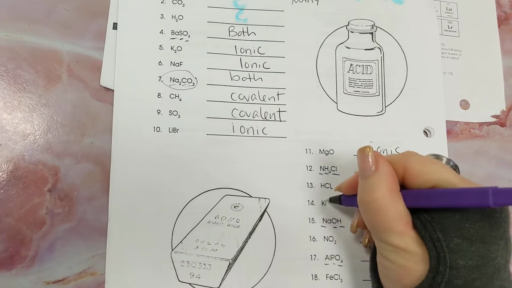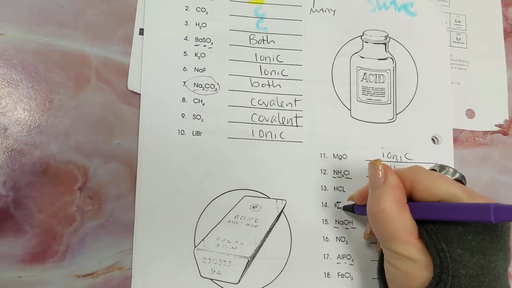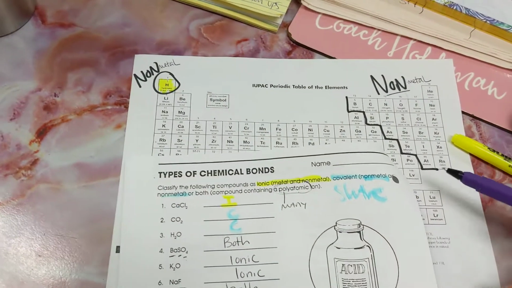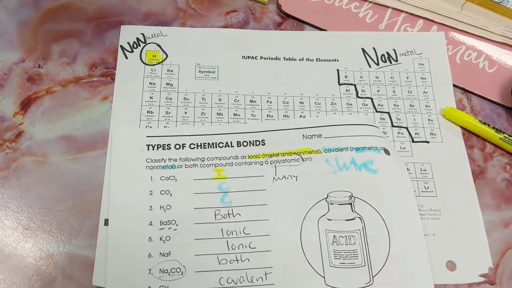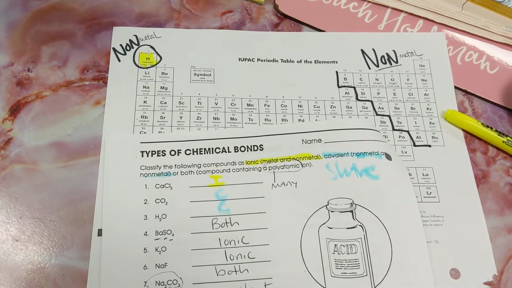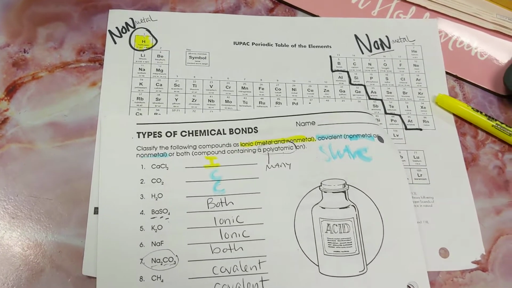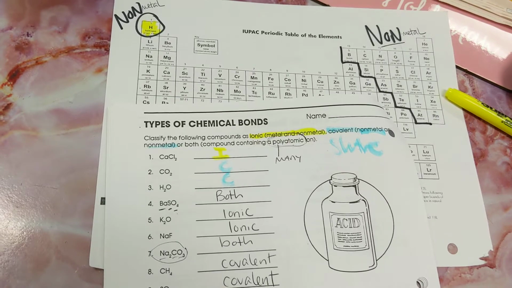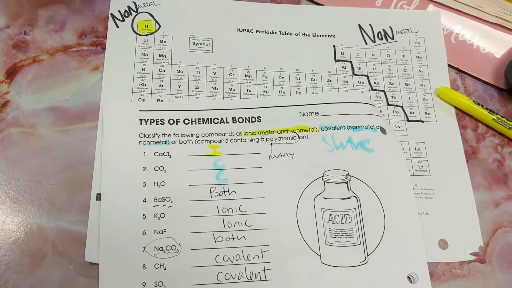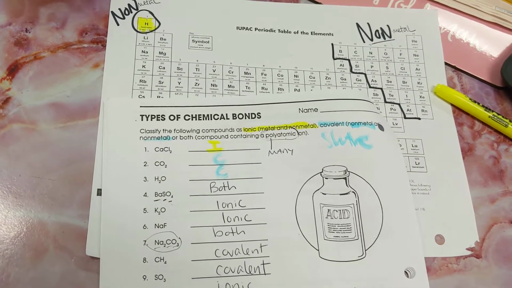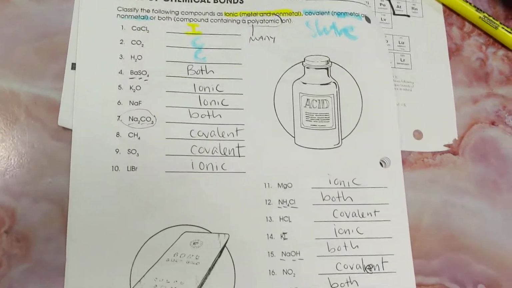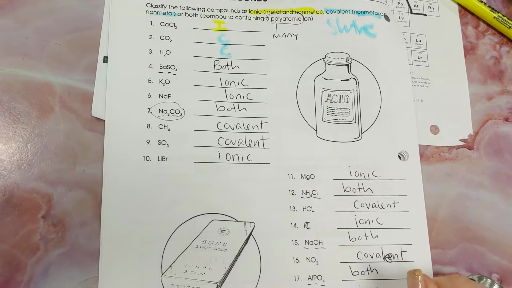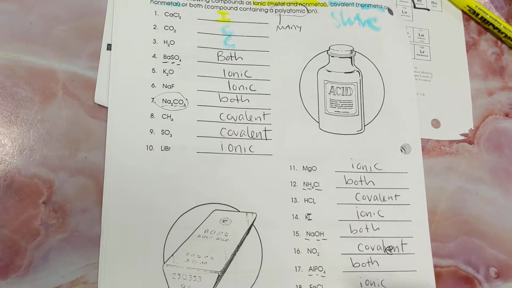Next one for number 14, that's a K and a capital I. The K is a metal and the I is a non-metal, so that is ionic. For this one I got covalent. They're both non-metals. Covalent. And then for the last 3, let's see, I got ionic, covalent, and covalent.